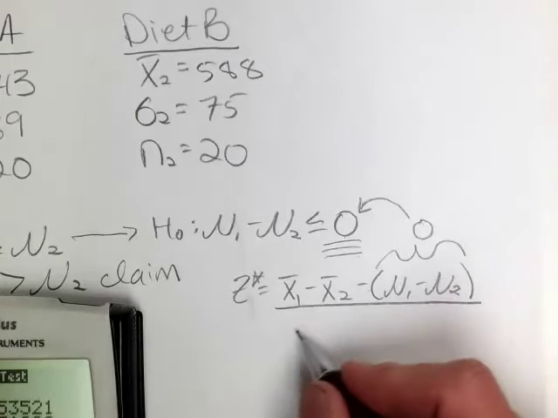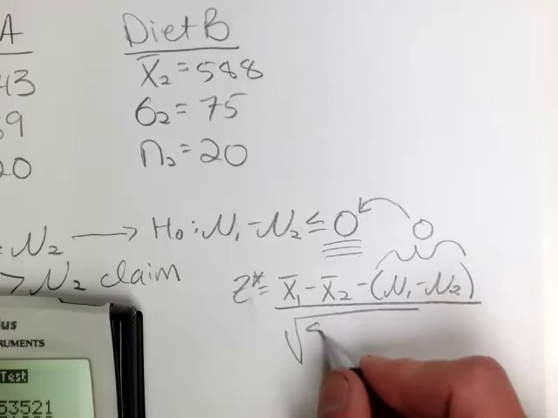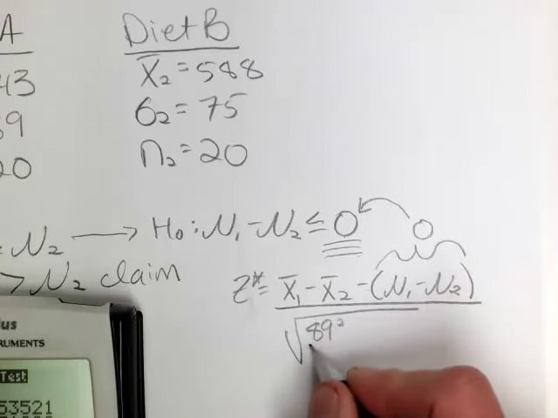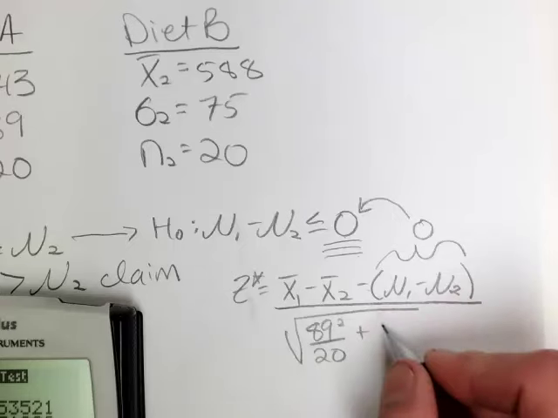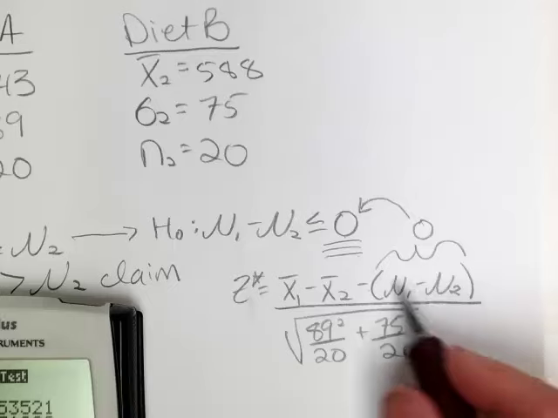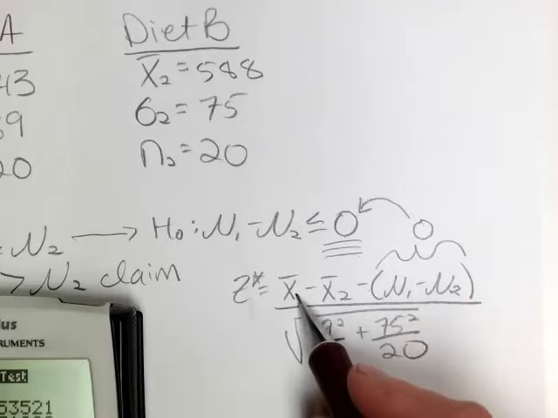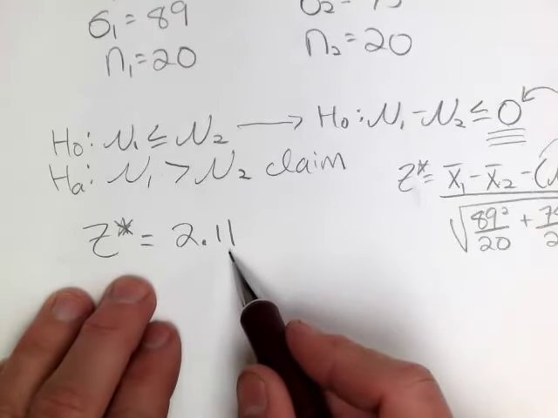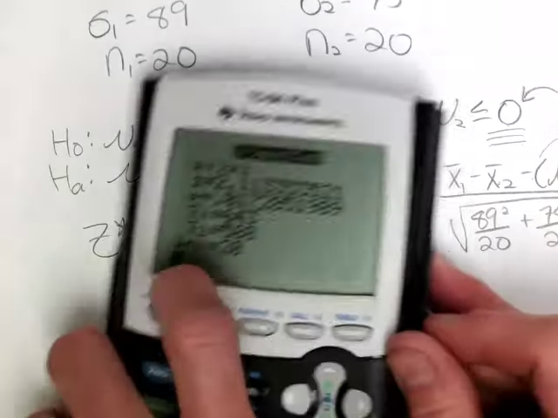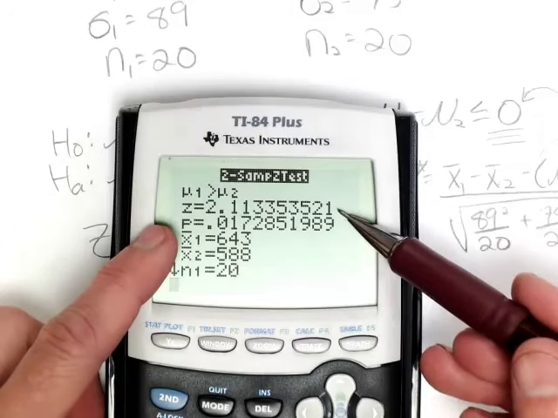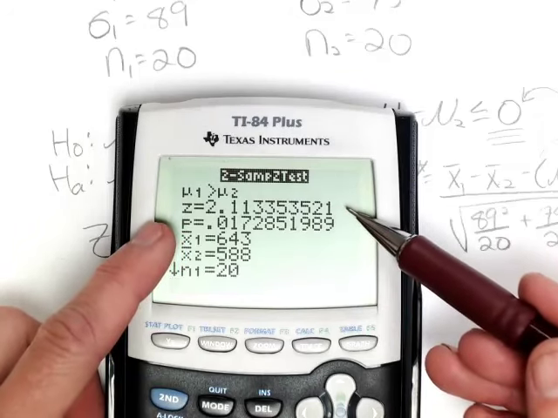And then in the denominator, we've got the sample variances like so under the radical. Okay, so if I were to do that part by hand, of course I'd be putting in x bar sub 1, x bar sub 2. I should come out with 2.11. But I went ahead and found that standardized test statistic using the TI.